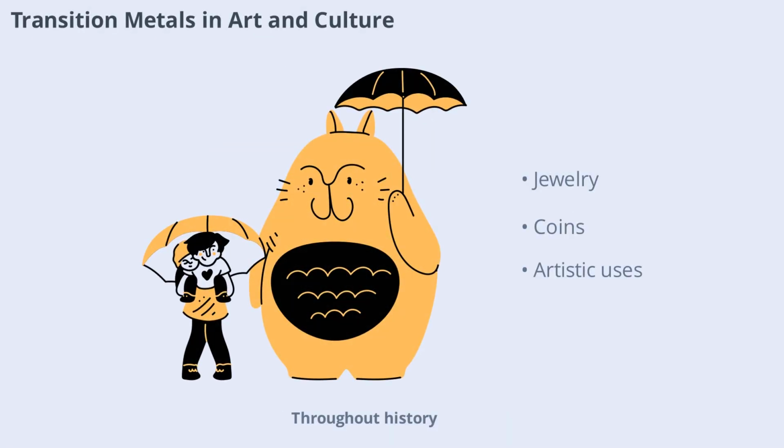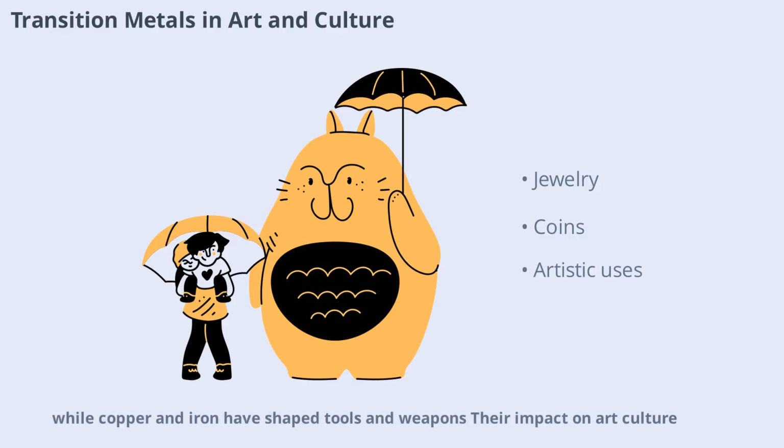Throughout history, transition metals have been prized for their beauty and utility. Gold and silver have been used for coins and jewelry, while copper and iron have shaped tools and weapons. Their impact on art, culture, and civilization is profound and enduring.